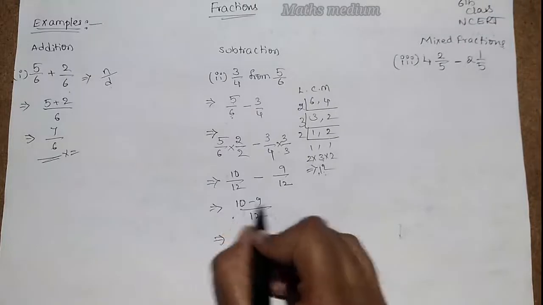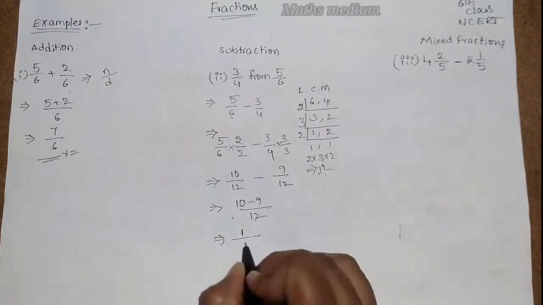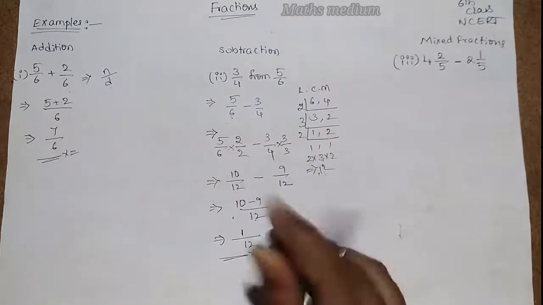So here, 10 minus 9 by the same denominator. 10 minus 9 is nothing but 1 by 12. This is the answer for this method.